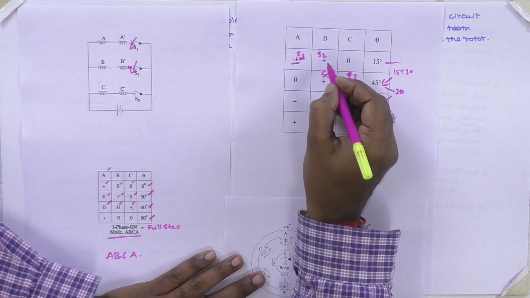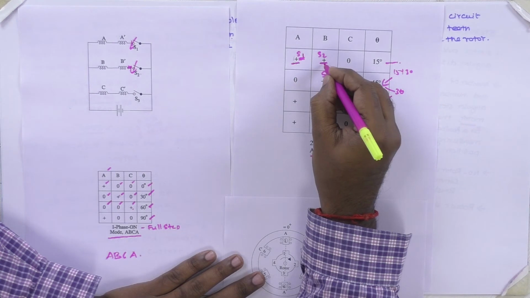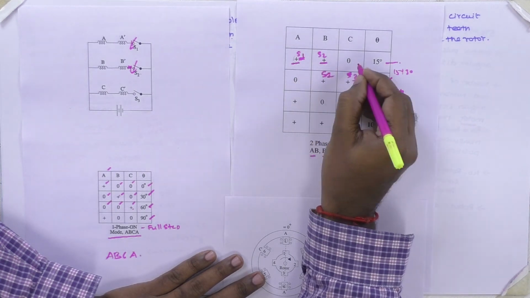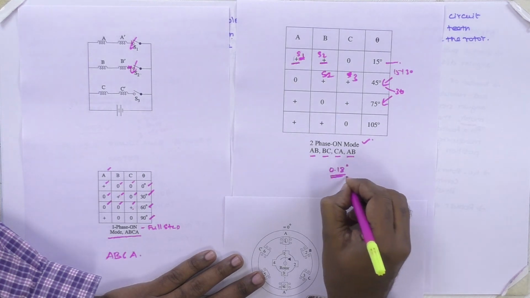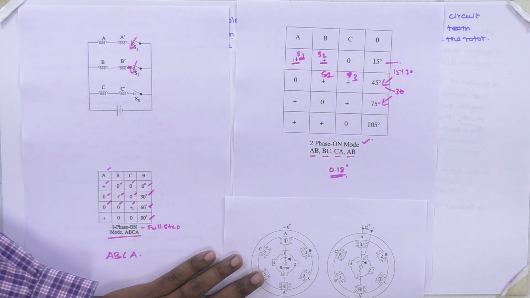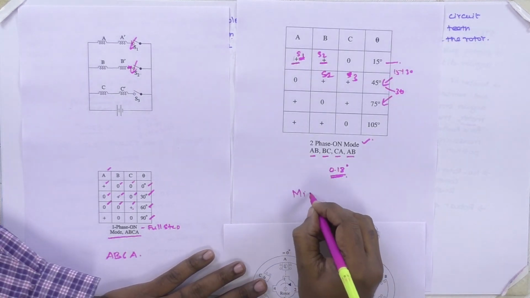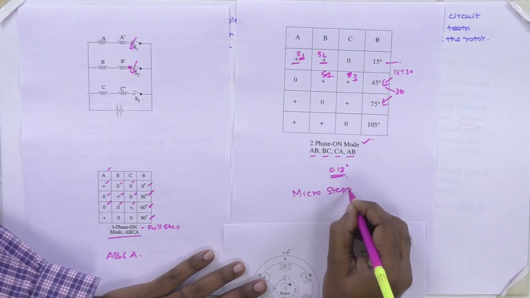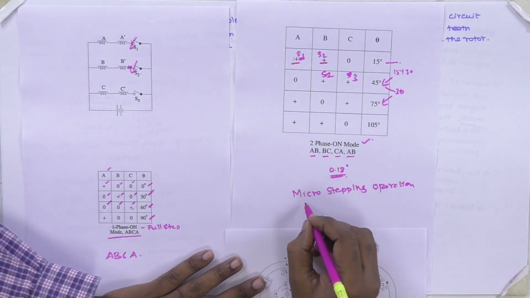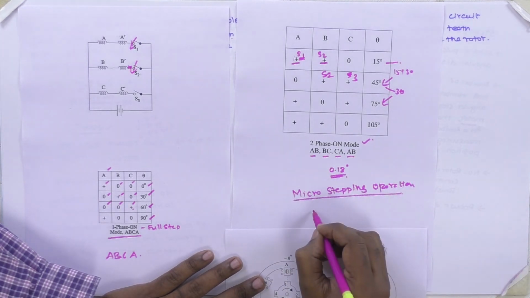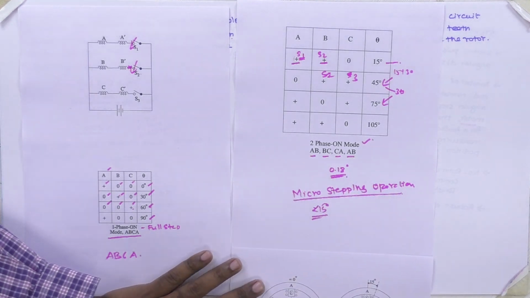If A is plus, B varies from the initial value, that means from a high resistance value to a low resistance value, and then we can obtain up to a 0.18 degree stepping angle. This is called micro stepping operation. So if the requirement is a very low step angle, less than 15 degrees, we go with micro stepping operation.